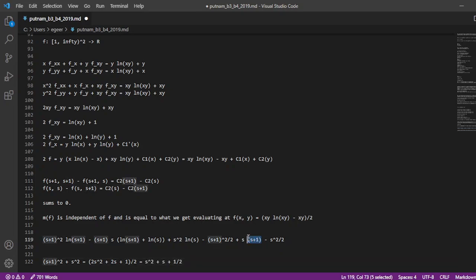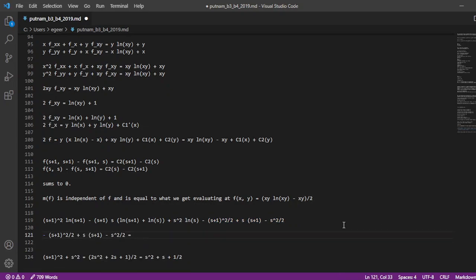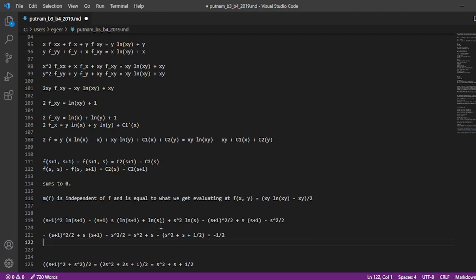And then we have this. So let's divide it into chunks. This part is going to be equal to s squared plus s minus this. So it's going to be just minus 1/2. Okay, so we've taken care of that. Now we have this annoying part. What's going on? This notepad is behaving weirdly.